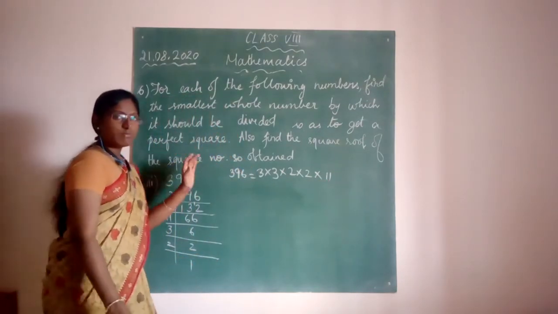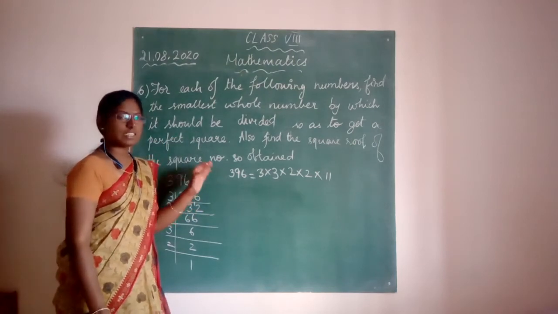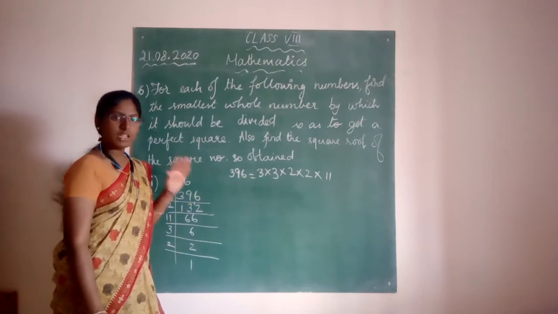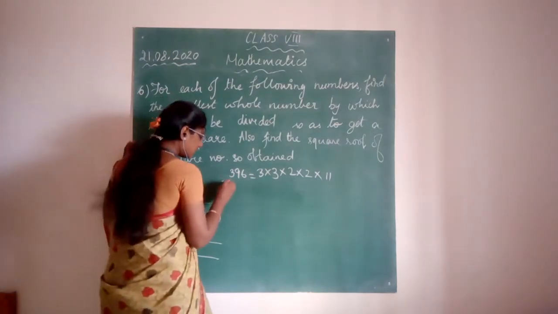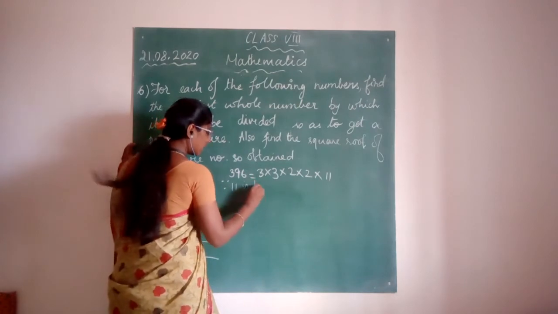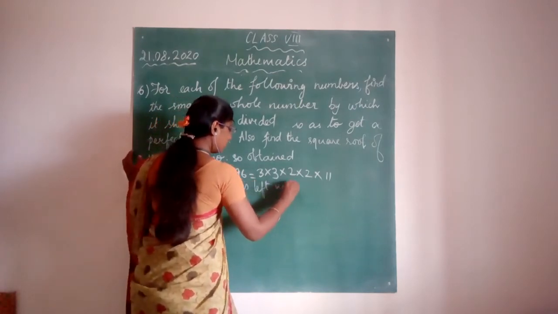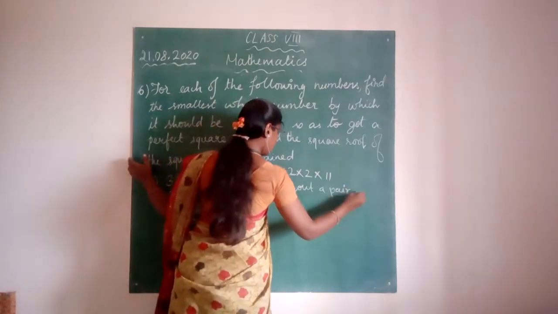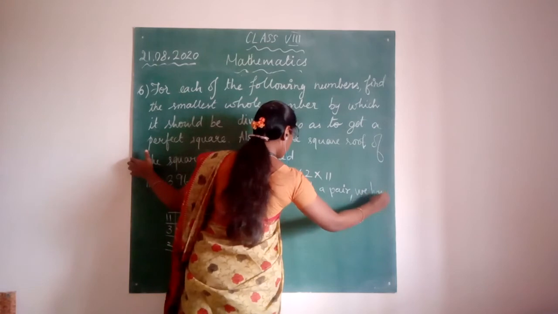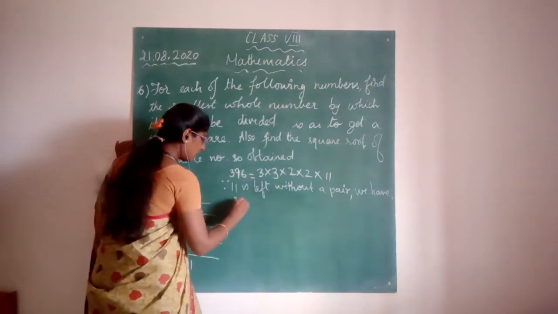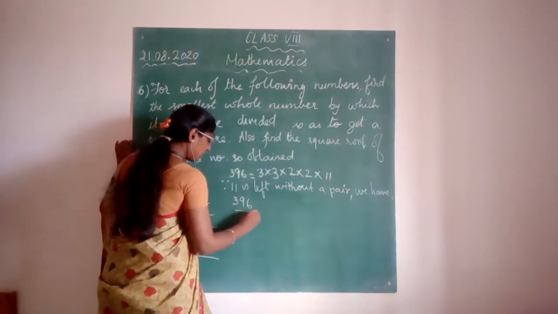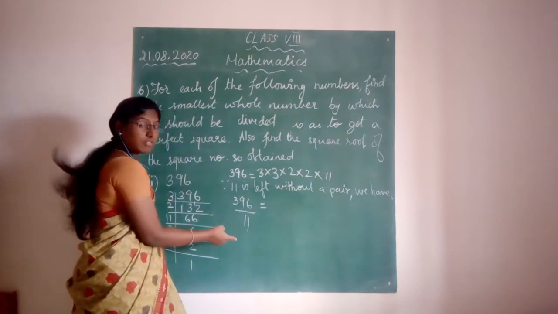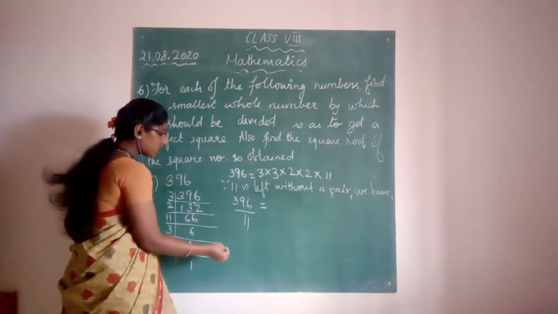So in the previous sum we saw that we have to multiply the number that is left out without a pair. But in this question we have to divide by the number that is left out without a pair. So you write, since 11 is left without a pair, we have 396 divided by 11. So we have to divide the question by the number that is left without a pair.